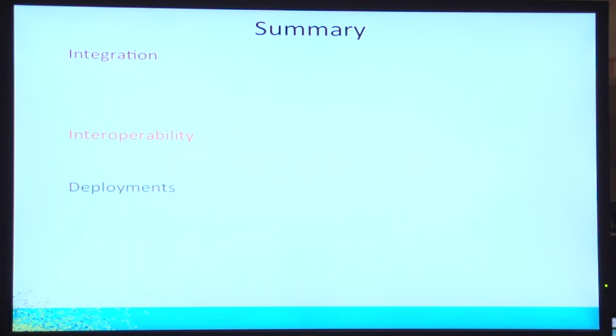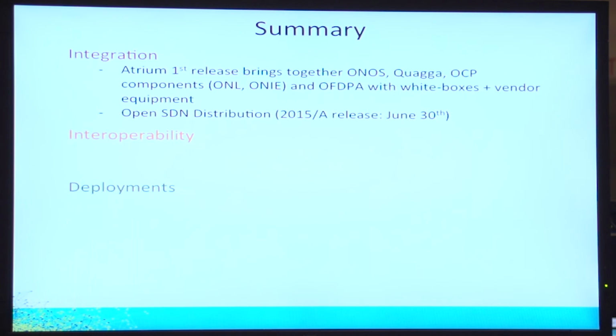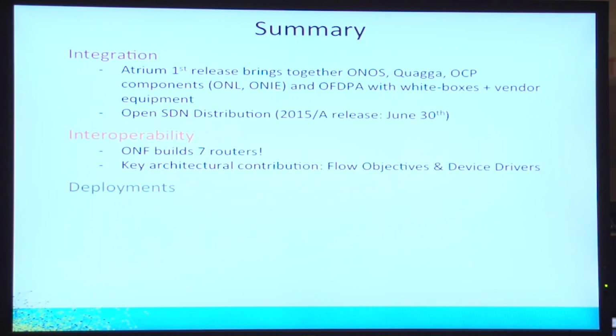To summarize, we have brought together a lot of open source pieces and filled in the gaps in this first Atrium release that is going to come out at the end of this month. We have interoperated and built 7 different OpenFlow based hardware to build these routers. And we are looking to do more and more deployments as we engage with operators.